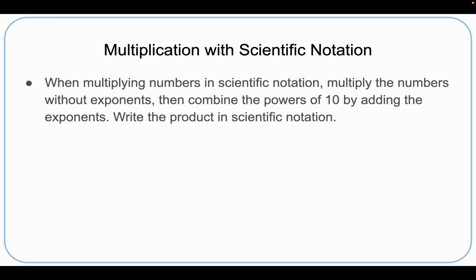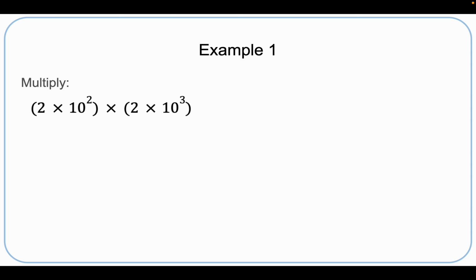What we do is we're going to multiply the numbers without exponents, and then we're going to just combine the powers of 10 by adding the exponents on them, and then we're going to write our answer in scientific notation. So for example, see we have 2 numbers in scientific notation here and here. And we can regroup these numbers because it's all multiplication. So we can multiply them in any order.